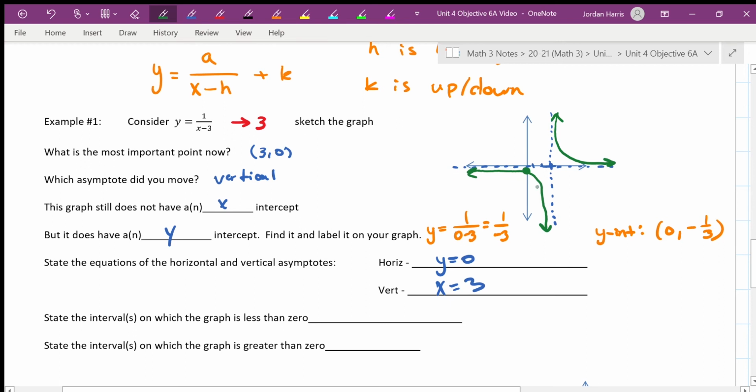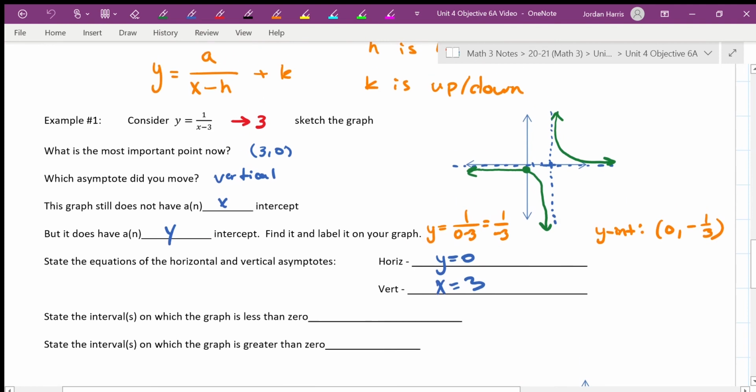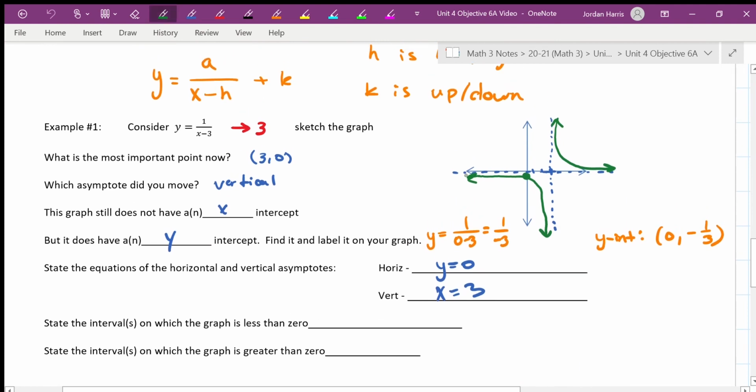The graphs need to be getting closer and closer to your asymptotes, and they need to be placed in the correct sections. Make sure you do not cross an asymptote ever. State the intervals where it is less than 0, so it's below the x-axis. Well, that's this section right here, but notice it's negative infinity until positive 3 now. So negative infinity, positive 3.